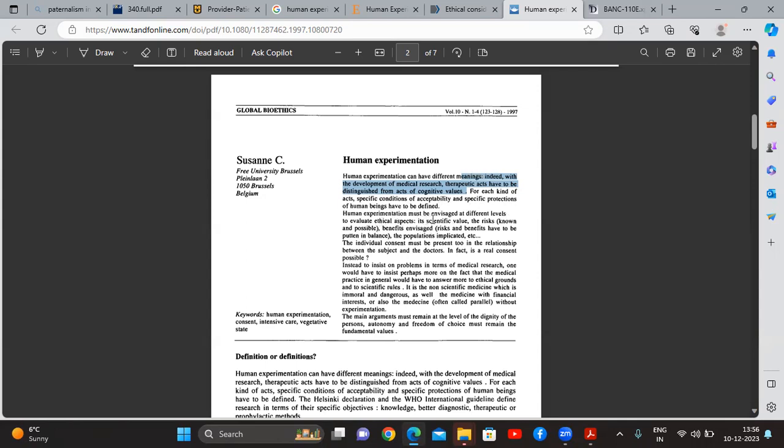Okay. Human experimentations must be envisaged or must be viewed at different levels to evaluate ethical aspects. Scientific value क्या है उसका? Risks क्या है? Benefits क्या है? और populations जो involve होंगी वो क्या है? So this is important. You should write this down. कि human experimentation must be viewed at different levels to evaluate the ethical aspects. What is the scientific value of this human experimentation? What are the risks? What are the benefits? And will there be a specific population that will be implicated?